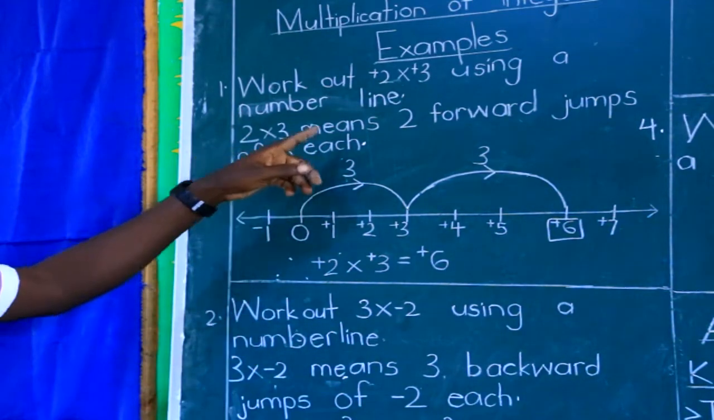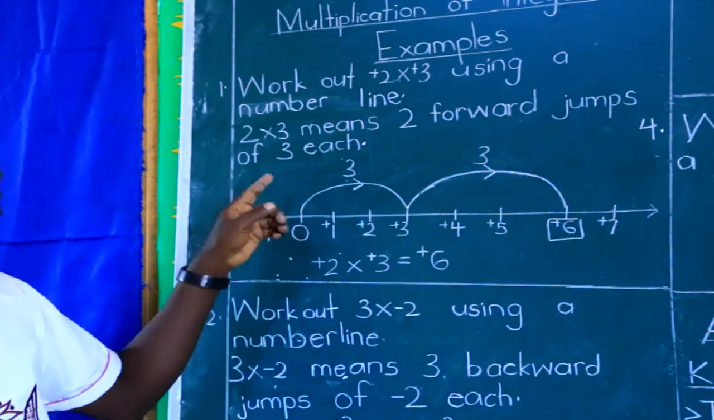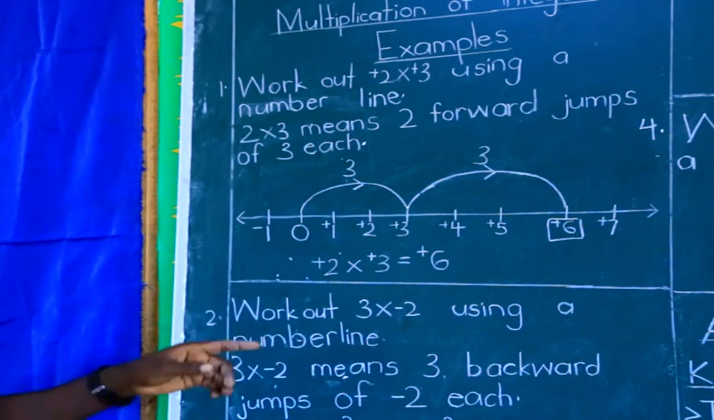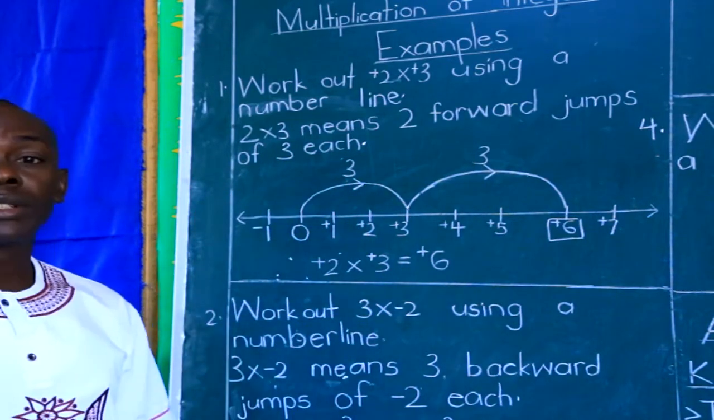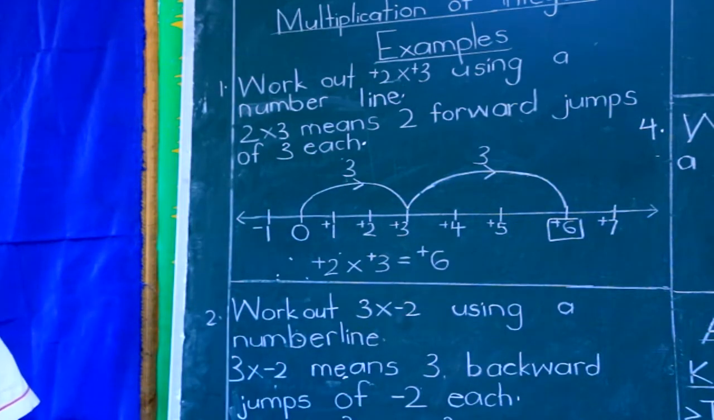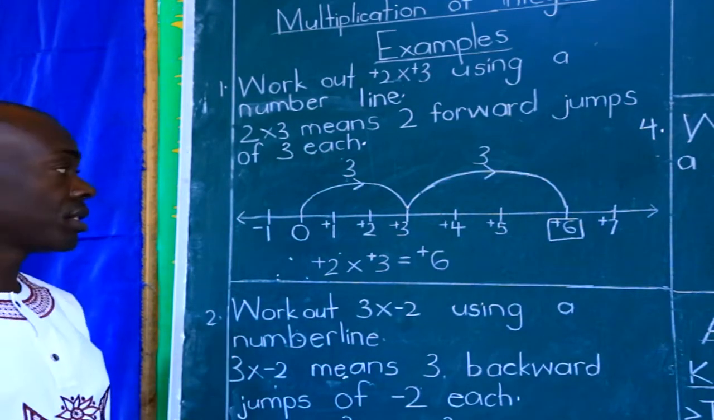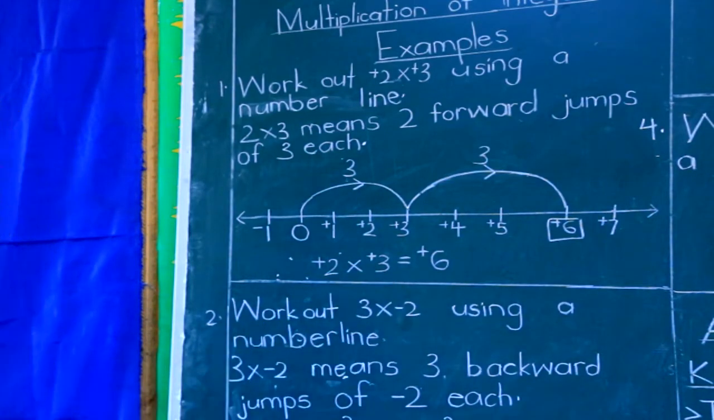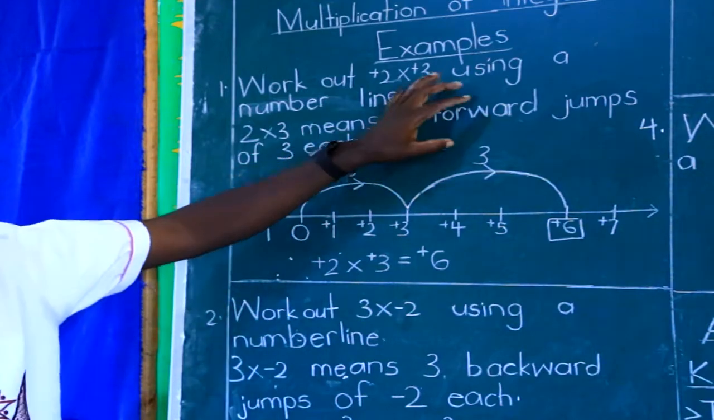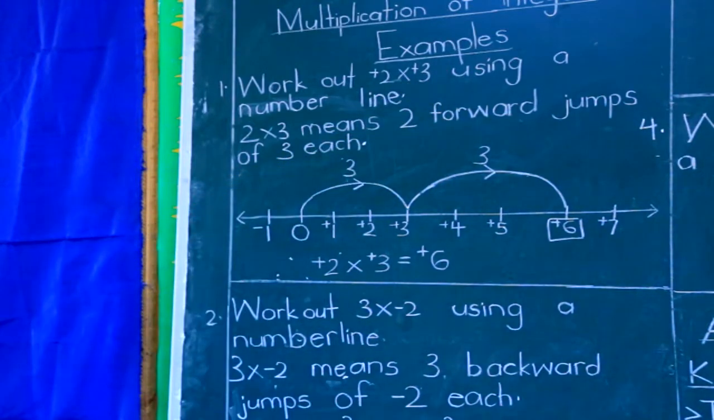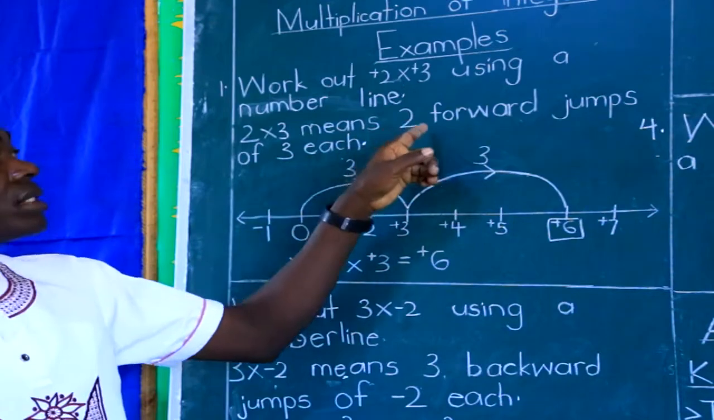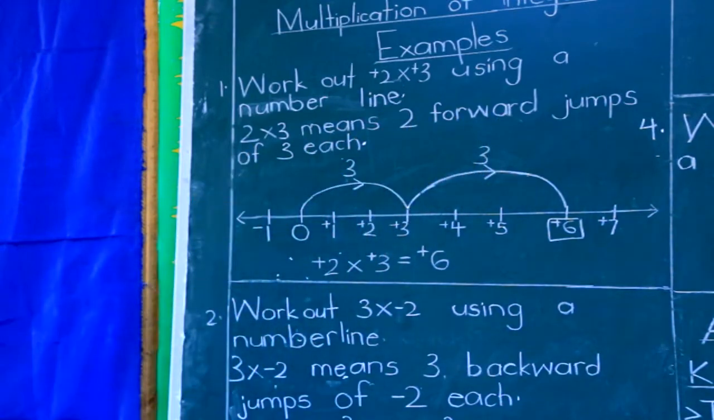So 2 times 3 means 2 forward jumps of 3 each. Unlike addition and subtraction of integers, where you use straight arrows, in multiplication of integers one uses jumps, and one must first interpret the meaning. Like I'm saying, 2 times 3 means 2 forward jumps of 3 each.